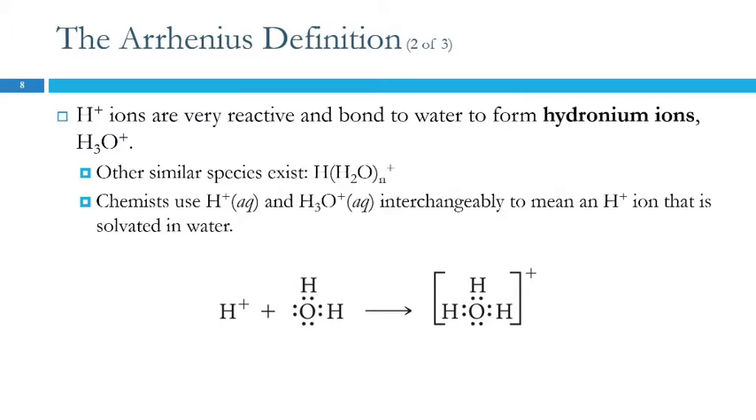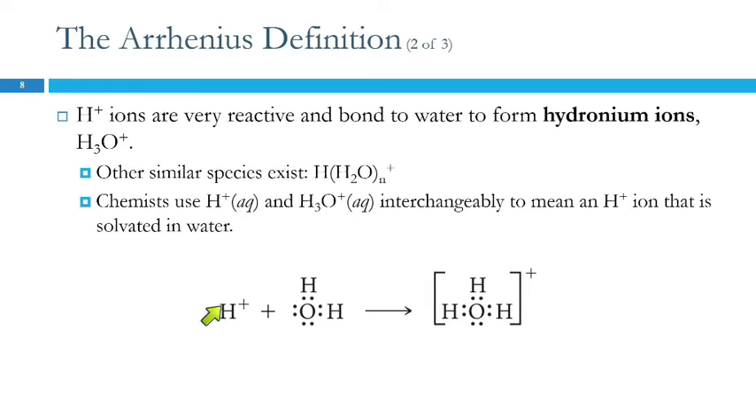It's a proton, right? A hydrogen atom has one proton in the nucleus and one electron around the outside. You remove that electron and you have a proton. That's an incredibly tiny little thing, super reactive. You don't find them just by themselves. They are going to bond to water to form hydronium ions.